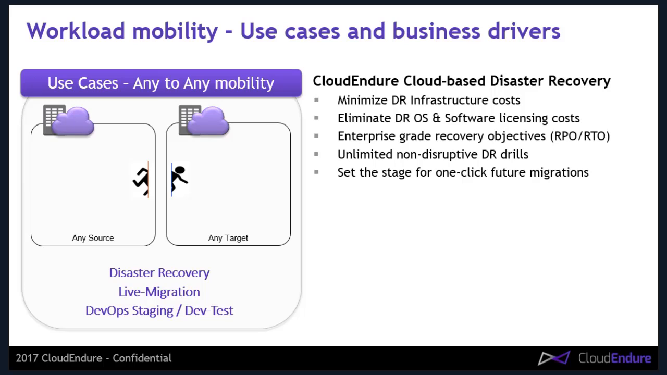So the primary drivers around the DR product are to minimize the cost of infrastructure and software licensing. We provide enterprise-grade recovery objectives. So the RPOs, recovery point objectives, with CloudEndure are measured in sub-seconds. So it's truly continuous replication of your workload from point A to point B, and recovery time objectives of mere minutes. Within minutes, we can recover the systems.